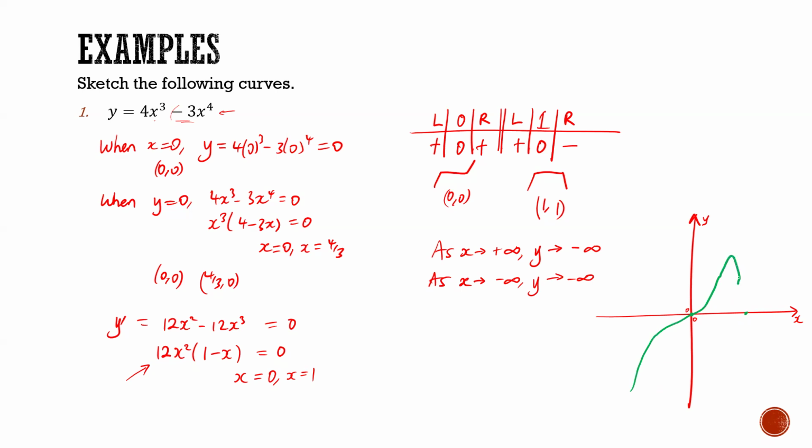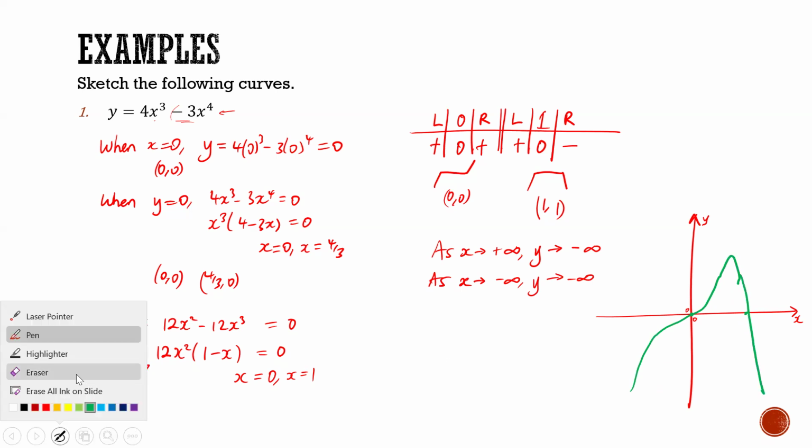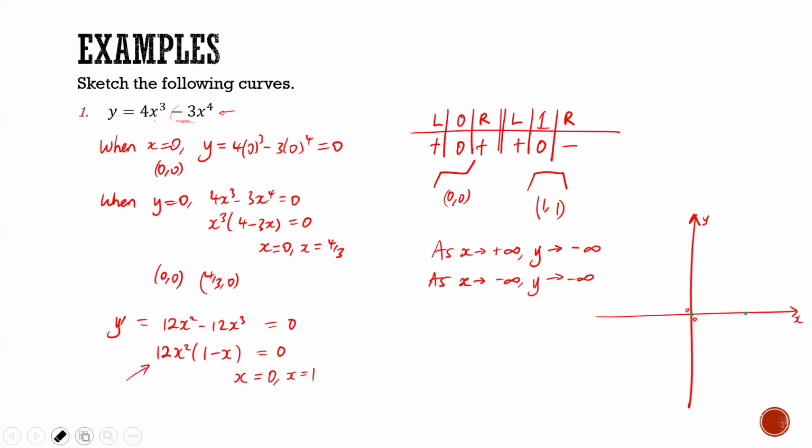And yeah, the 0.430, we have a minimum. Of course, it's supposed to be a smooth curve, so I'll just redo that. And so that point there, your maximum, that's the point 1, 1, 1. This is 4 out of 3, 4 out of 3, 0. Then you can go ahead and label the curve: y is equal to 4x cubed minus 3x to the power 4. That's how we sketch curves.